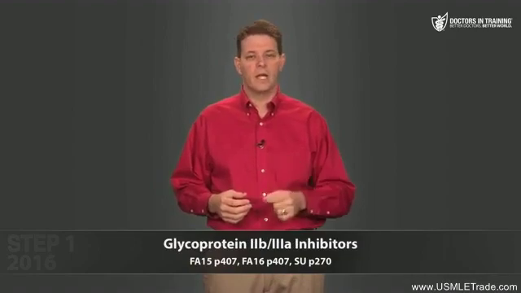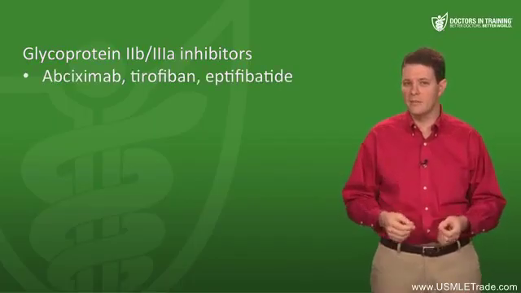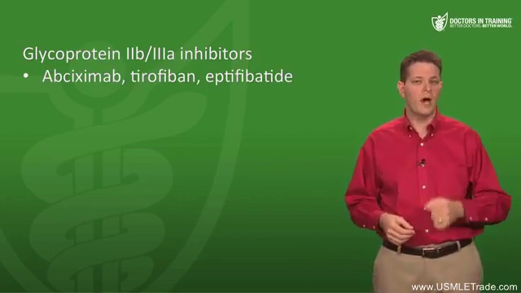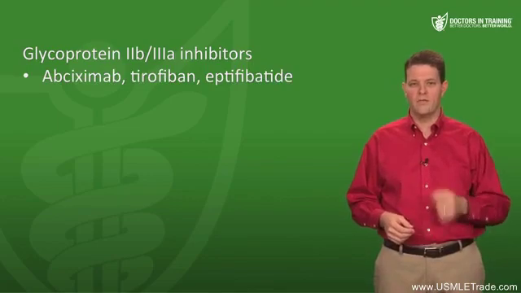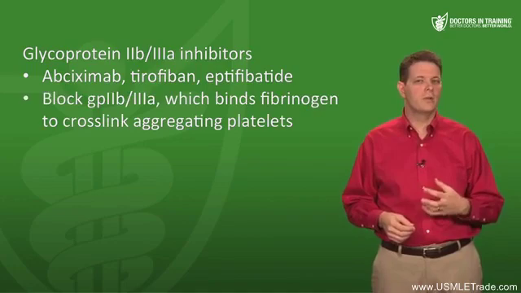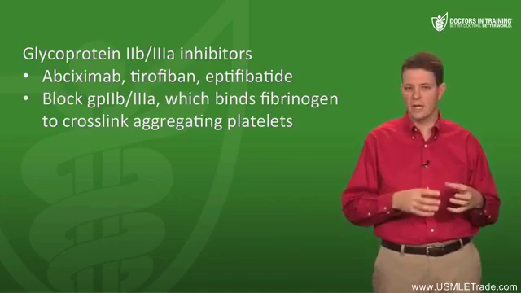And then the last category of drugs that affect the platelets are the glycoprotein 2B3A inhibitors. There's abciximab, which ends in mab, so that tells you it's a monoclonal antibody. Then the other 2B3A inhibitors are not monoclonal antibodies. These are tirofiban and eptifibatide. Now, all these block glycoprotein 2B3A, which was the surface molecule that binds to fibrinogen to cross-link the aggregating platelets.